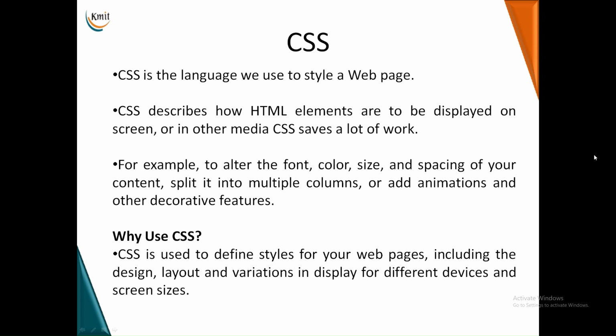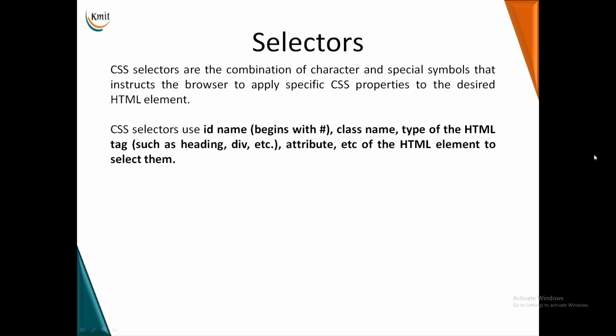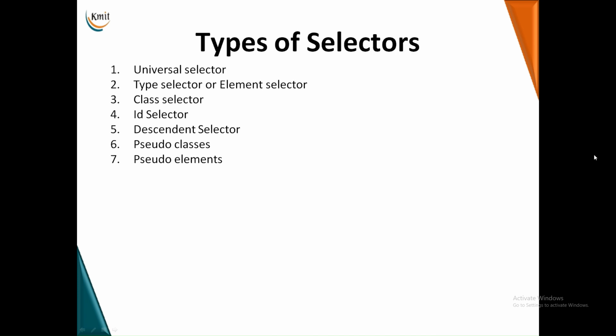Eventually, we'll be looking at selectors. In this video, we'll learn about selectors. As I said, we may have many HTML elements on the web page. How do you select each one of them? There are different selectors available, like IDs, classes, tags, and attributes. These are a few. We'll see one after the other.